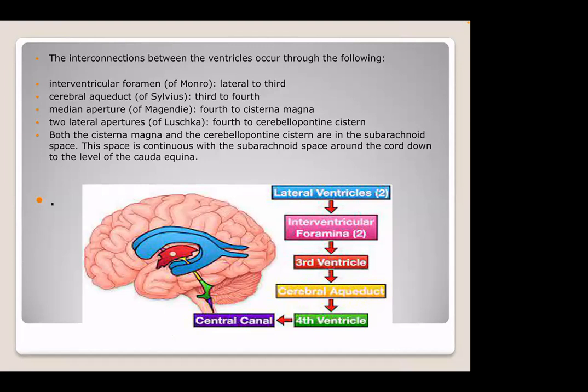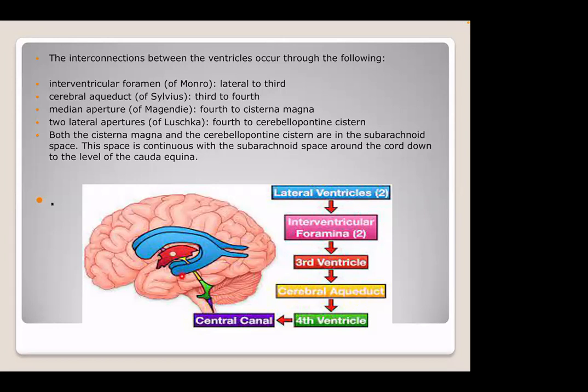Interconnection between the ventricles occurs through the following. The interventricular foramen, called the foramen of Monro, is located lateral to the third ventricle. As you know, the lateral ventricle connects to the third ventricle through the interventricular foramen, and then to the fourth ventricle through the cerebral aqueduct, and then goes to the central canal.